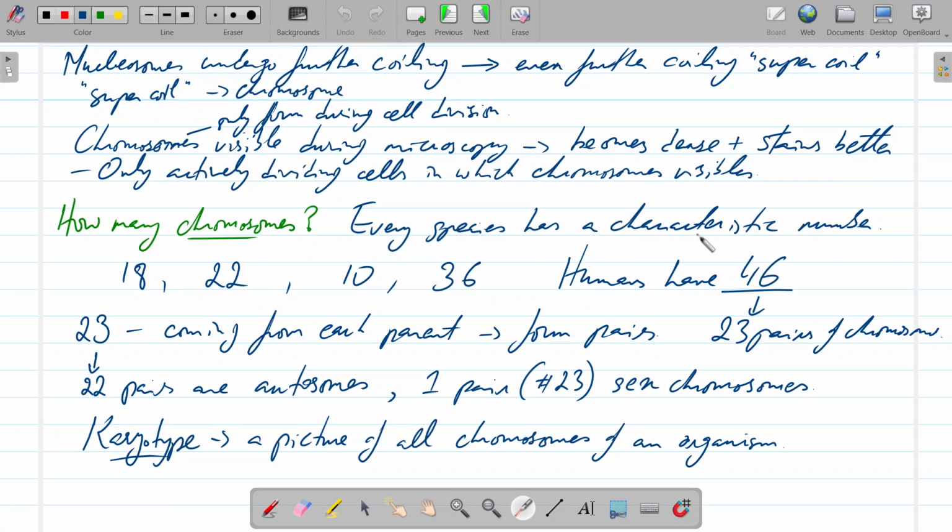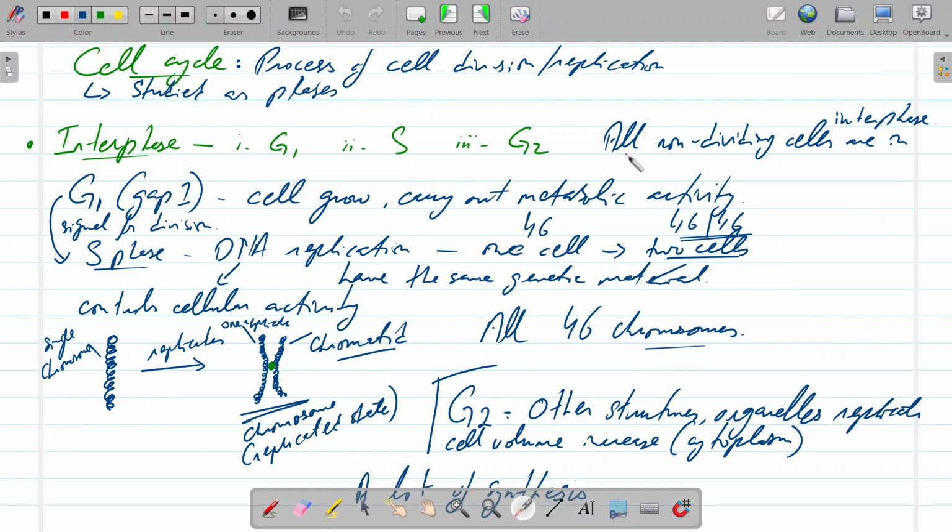Every species has a characteristic number of chromosomes, and because they have the genetic material coming in from each parent, the chromosomes form pairs. So in humans, there are a total of 46, which gives rise to 23 pairs: 23 coming in from the mother and the other 23 from the father. Of these, 22 are autosomes, and there's one pair of sex chromosomes. We talked about the karyotype, which is a picture of all the chromosomes.